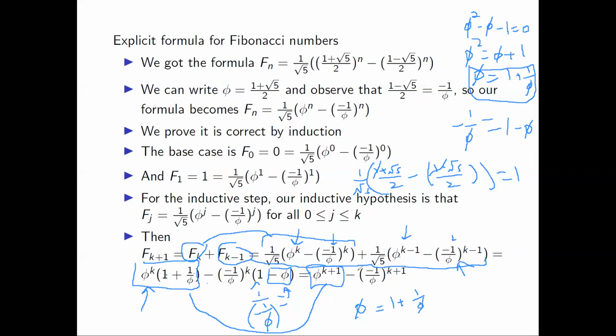So we end up with the negative 1 over phi to the k. So this thing right here becomes this thing right here, negative 1 over phi to the k plus 1, because the 1 minus phi becomes a negative 1 over phi. So that completes the induction. So we just found an explicit formula for the Fibonacci sequence, and we proved that it was correct using strong induction.